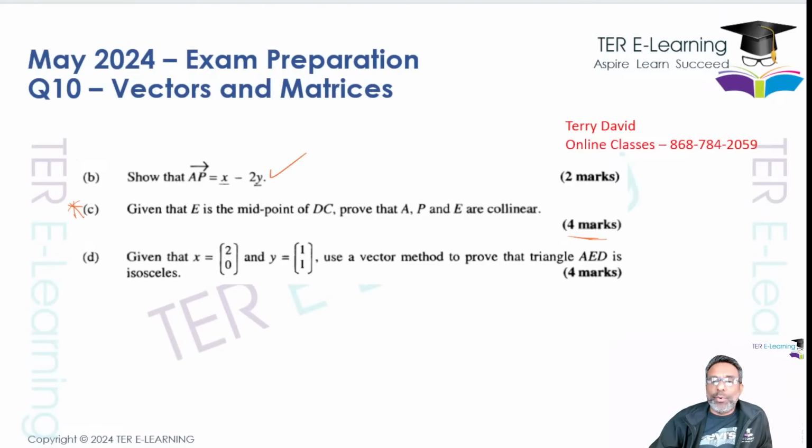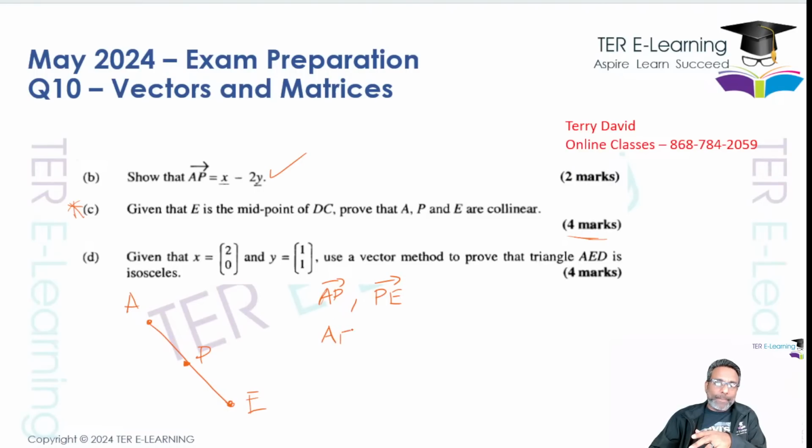So you want to prove that A, P, and E are collinear. So you have A here, P, and we have E here. Again, you have to make a decision. You have to decide what vectors you need in order to prove these things are collinear. You can use AP and PE if you want, or you can use AE and AP. It depends. You could decide whatever you want to show.